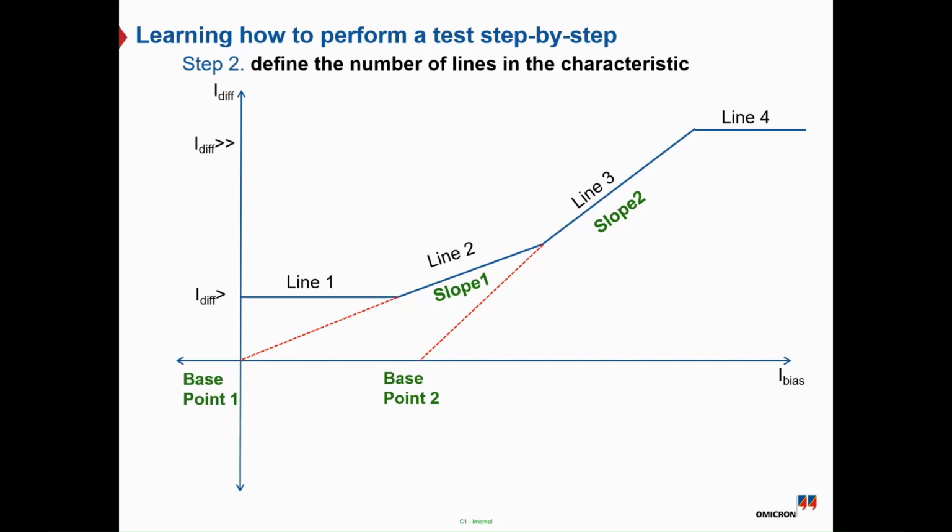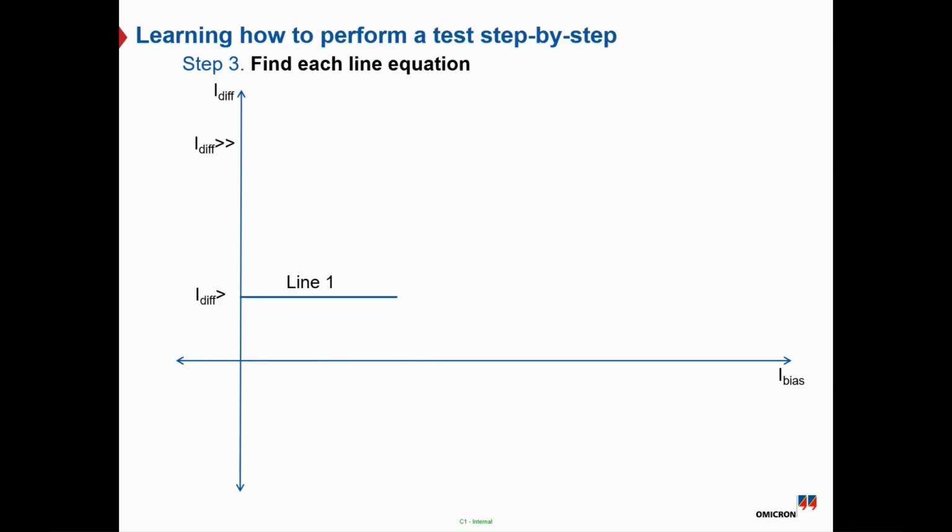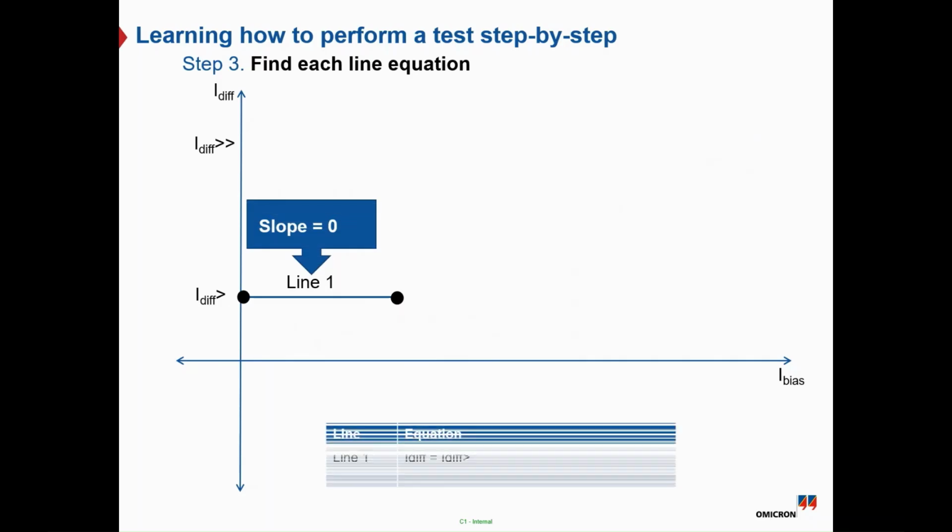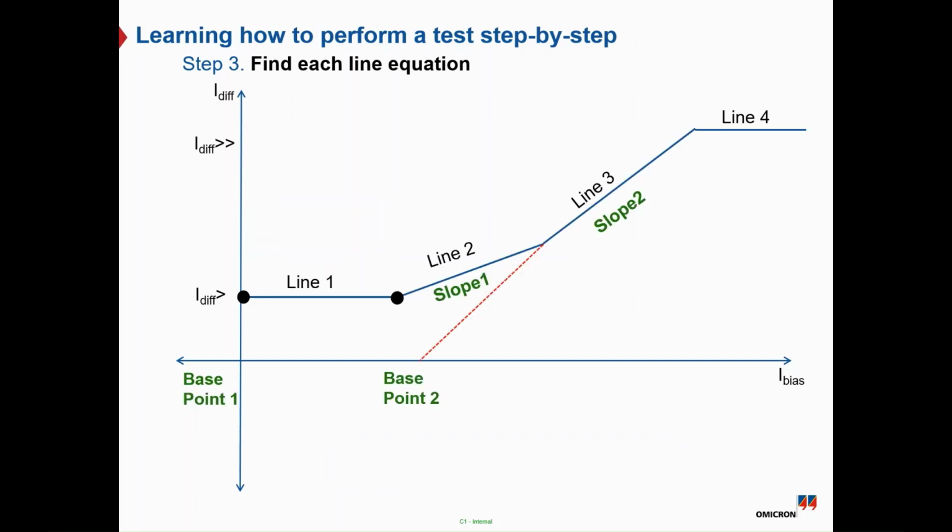As you can see, for line 2 the base point is the origin, and line 3 has another base point which is called base point 2. Step number 3, how to find each line equation. For the first line, which is line 1, this is the horizontal line, so the slope is equal to 0, and the IDIF can be represented by the IDIF greater or the IDIF minimum, as you can see. So the line 1 equation: IDIF equal to IDIF greater.